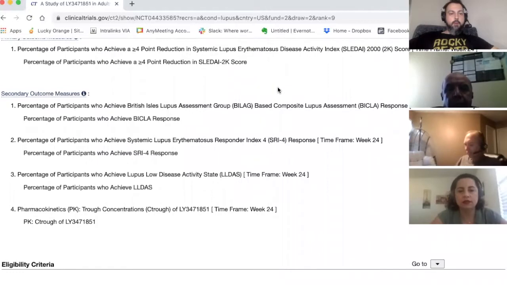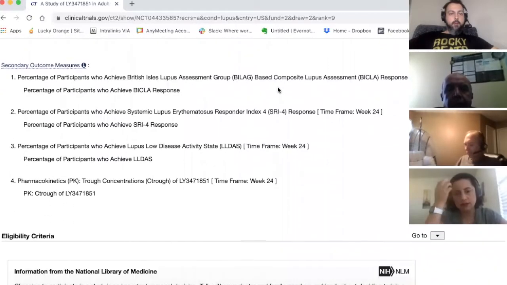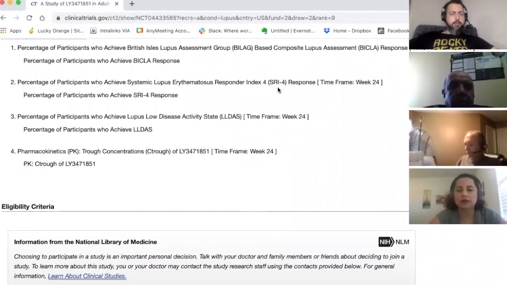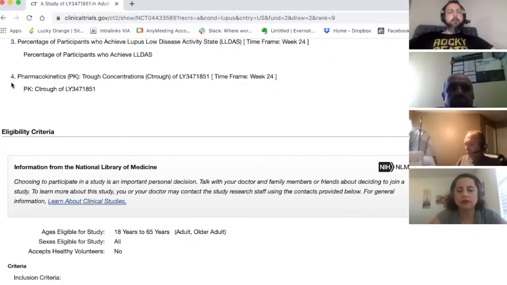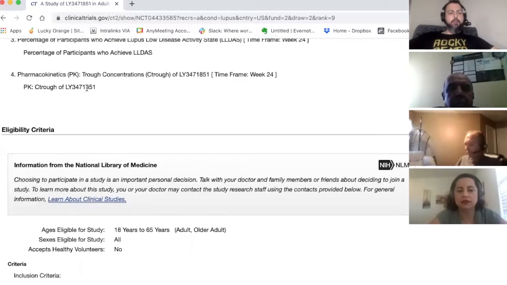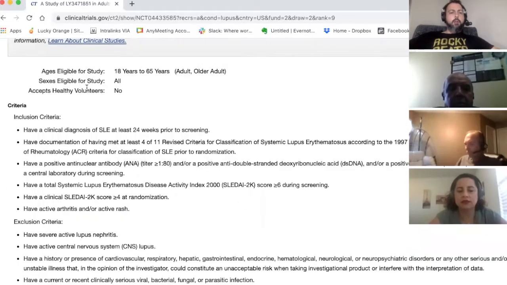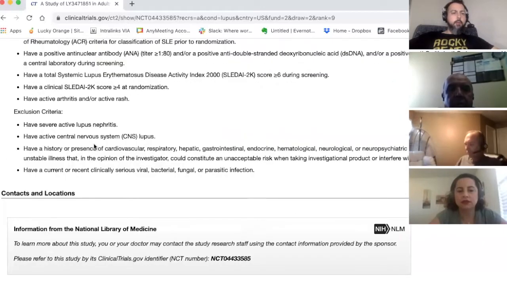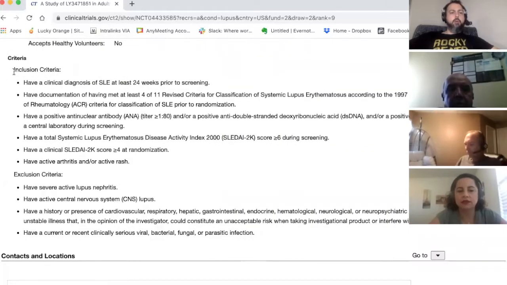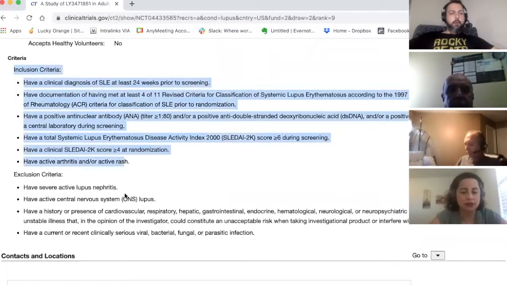And then they want a secondary outcome, the Lupus Low Disease Activity Scale. So all the rating scales typical of lupus studies, and then pharmacokinetics, PK concentrations. Inclusion, see, this is a little more simple. Look at the IE criteria, it's pretty short. And exclusion is very short.